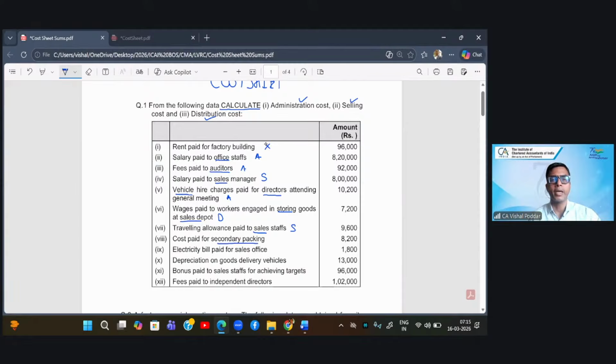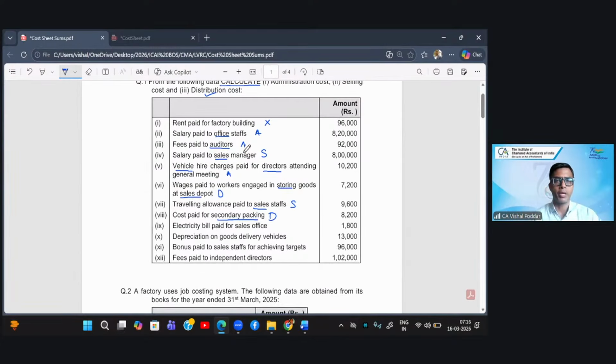Cost paid for secondary packing. Secondary packing is required for distribution because when you put it in big cartons, the goods can be delivered to the customer. Electricity bill paid of the sales office, selling cost. Depreciation of the delivery vehicles, distribution cost. Bonus paid to sales staff, selling cost. And fees paid to directors, administration cost. So students, I hope you also would have got a similar answer. Yes, anybody having any doubts, confusion relating to this?